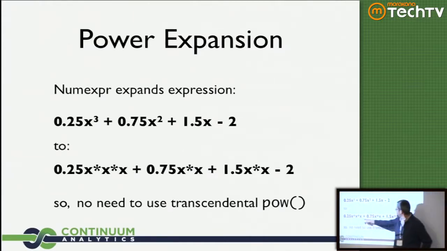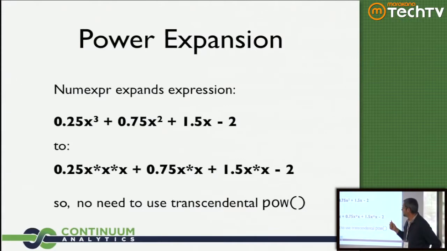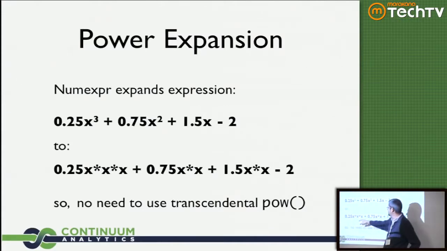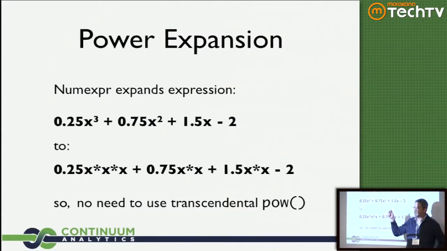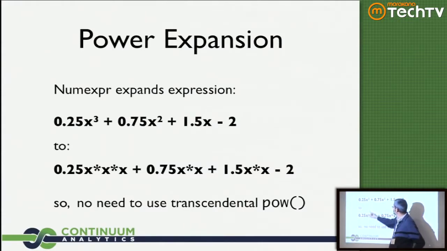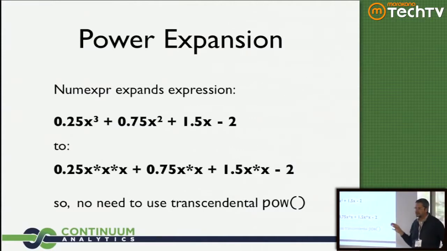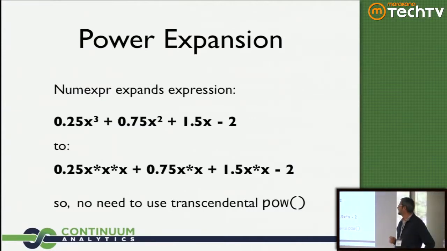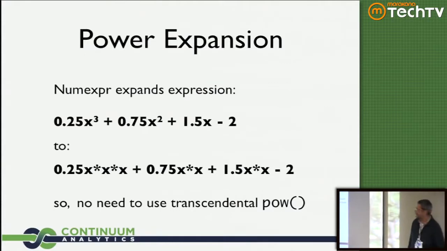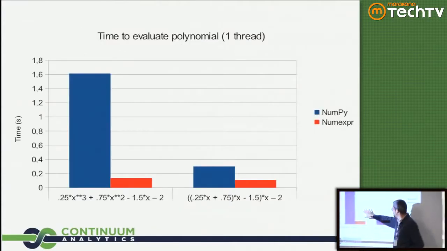Okay, so in this example, this multiplication takes only two or three clock cycles, because one multiplication can be done in a single clock cycle, and in this case NumPy is calling POW, which can take tens more clock cycles. So this is the first of the reasons why Numexpr is performing much better in this case.